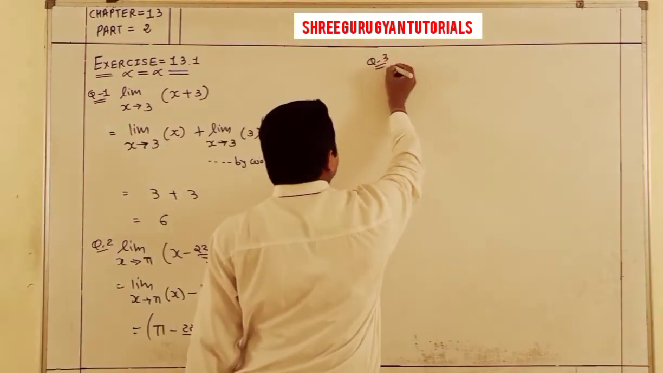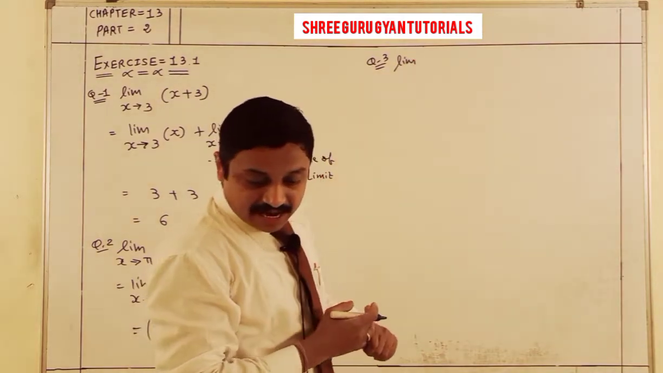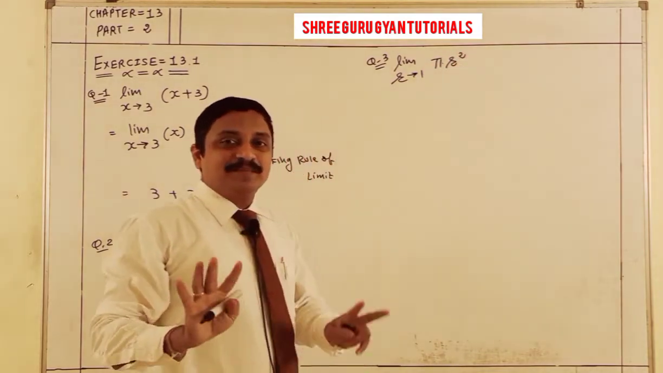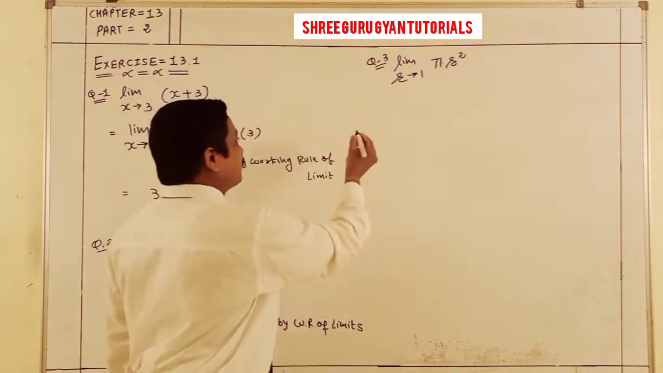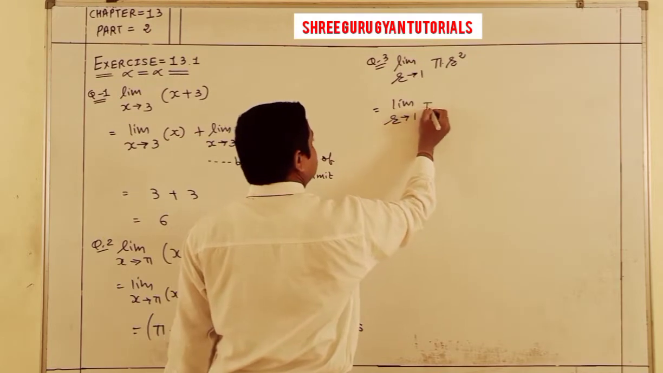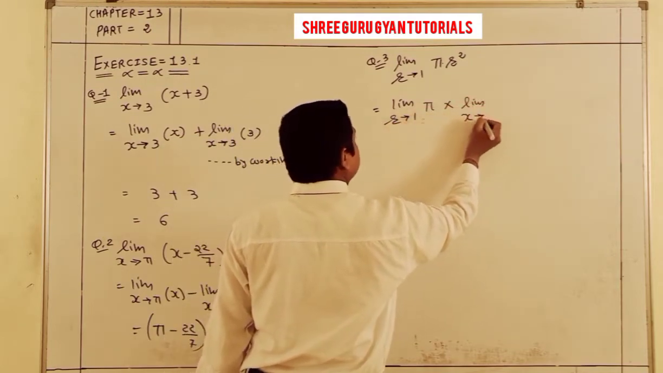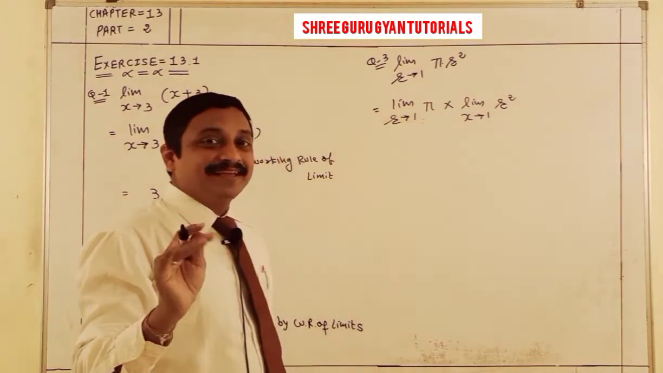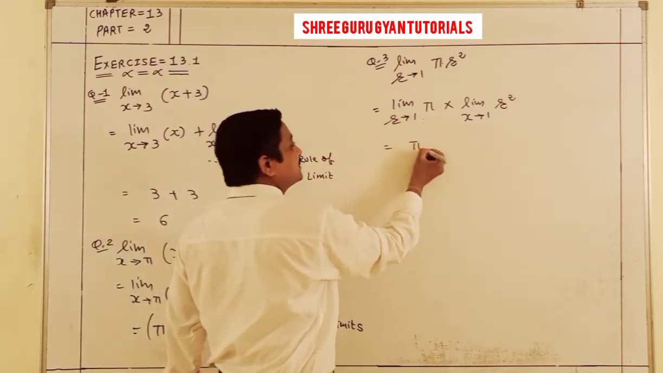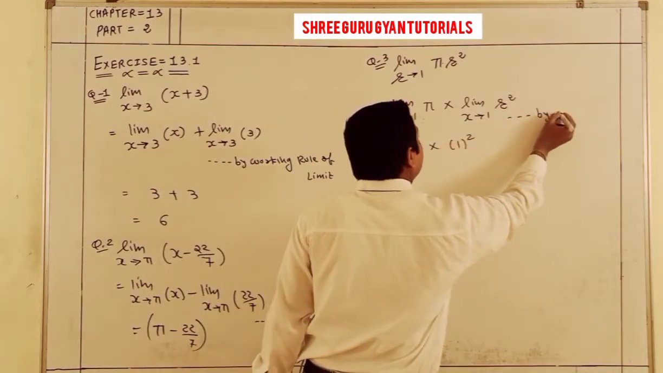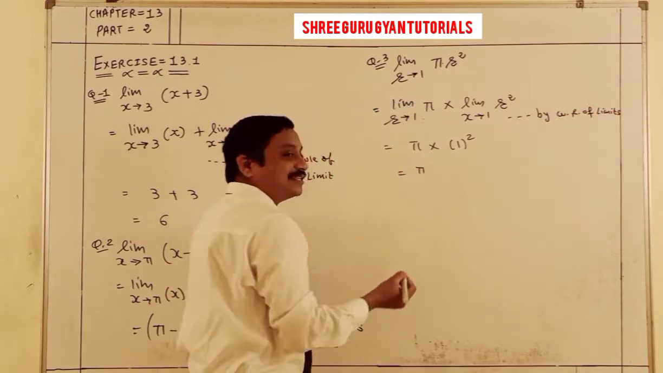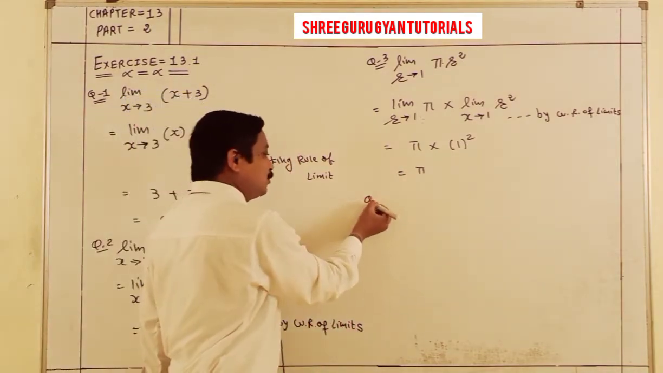Now question 3, the third question: r tends to 1, pi r square. Very easy students, here it is the product rule but pi is a constant, so limit r tends to 1 of pi, multiplied by limit r tends to 1 of r square. In place of r put only 1, and the constant pi stays as it is. So pi as it is, and here 1 square by the working rule of limits, and your answer is only and only pi.